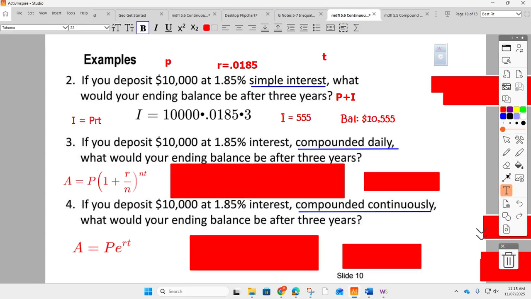Is the P the same as the P here? Is this P and this P the same? Liana, what do you think? The P here and the P here, do they represent the same thing? Yeah, they do, right? So if our principal is $10,000 here, or the deposit is $10,000 here, those are the same number. Is the rate the same? 1.85%, and that's 1.85%, so can't we use 0.0185 again? Okay.